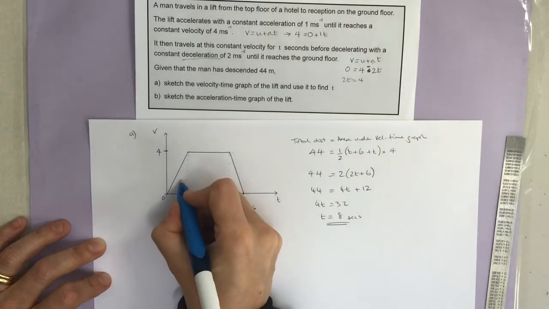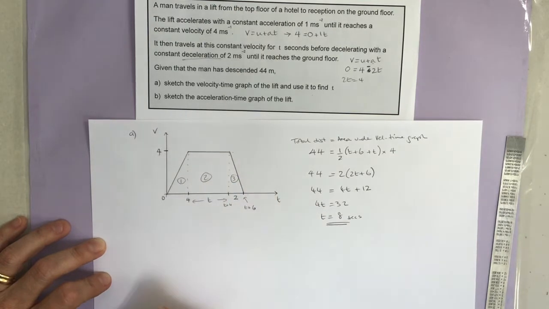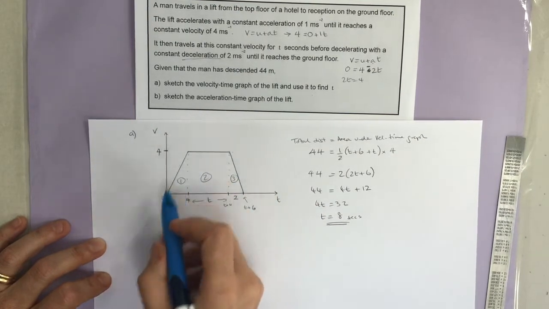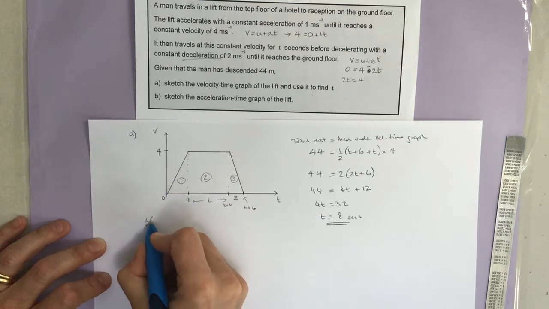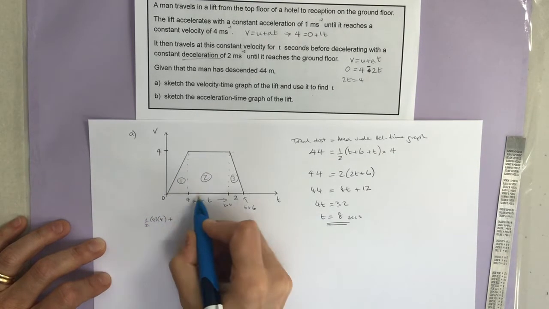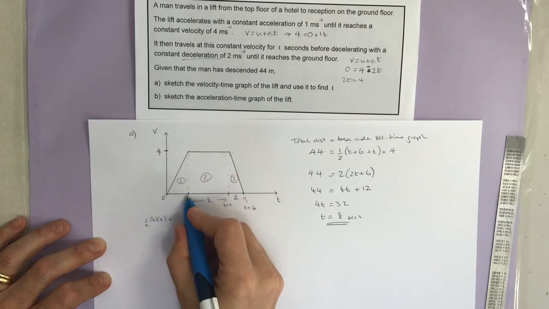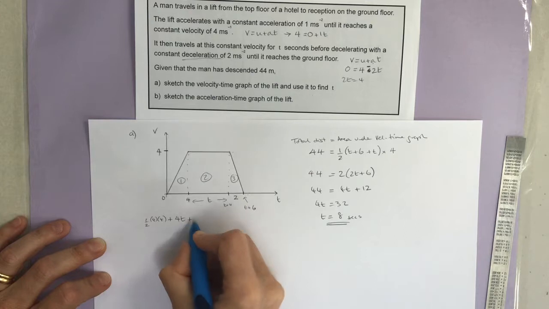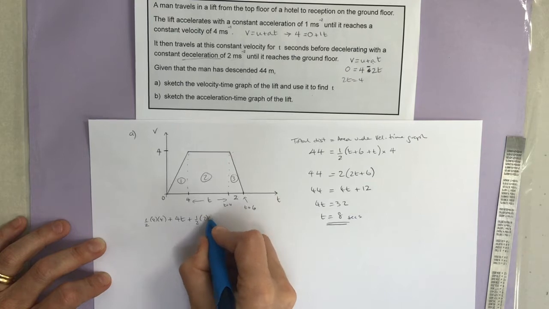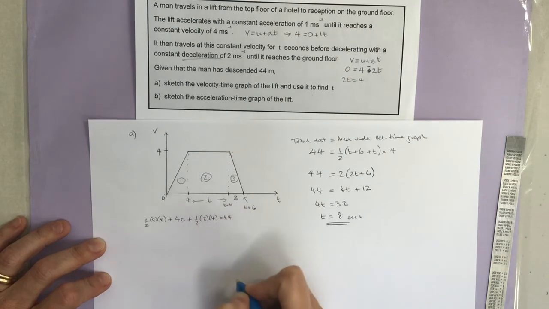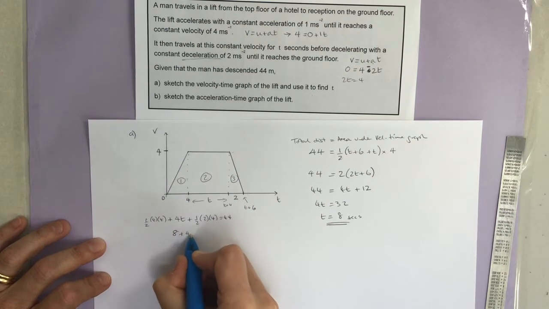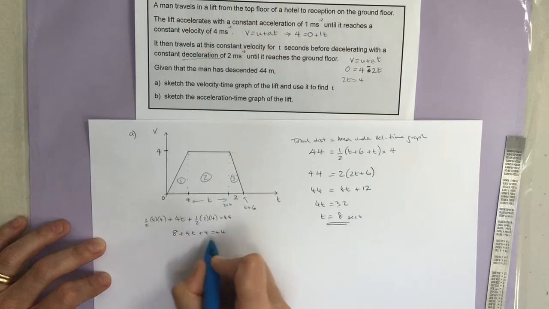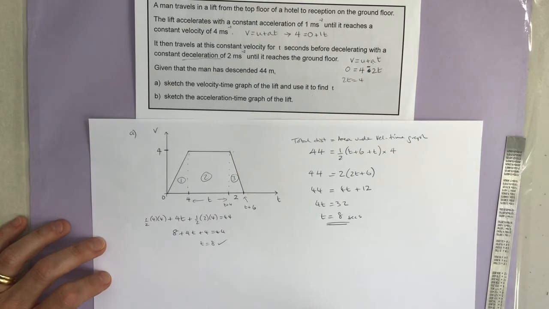And if we'd wanted to do that separately, if we wanted to say area 1, 2, 3, that's absolutely fine as well, but just be careful, remember triangles: half base times height there, rectangle, so 4t for my area there, and then triangle, half base times height again here. That equals 44, and then sorting this out, 8 plus 4t plus 4 is 44, 4t is 32, t is equal to 8, same answer. Okay, so that's that little bit done.